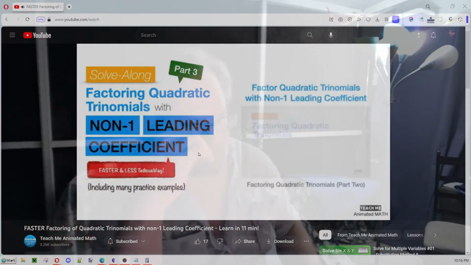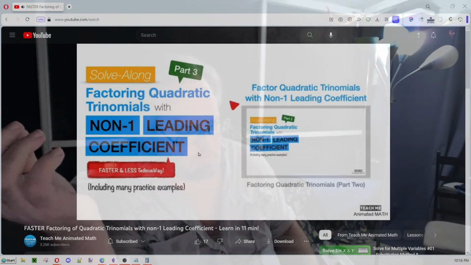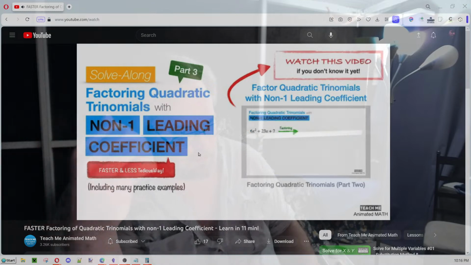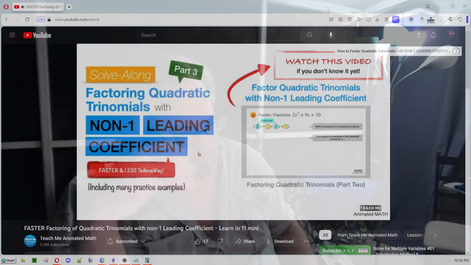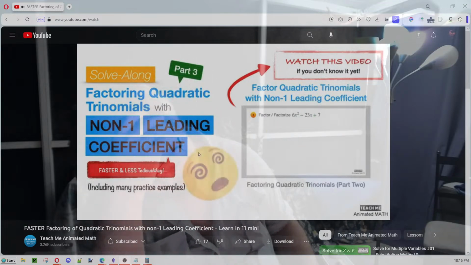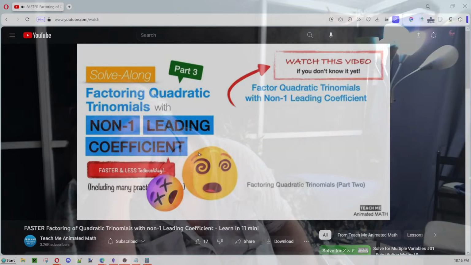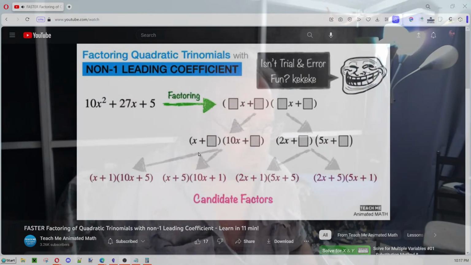So if you have no clue how to factor quadratic trinomials with non-one leading coefficient, or you haven't seen our video for it yet, then be sure to click the I button. Because if you don't have that knowledge, I can guarantee that you'll be making these facial expressions watching any video about this topic. Factoring quadratic trinomials with non-one leading coefficient is quite tedious with all of its trial and error.